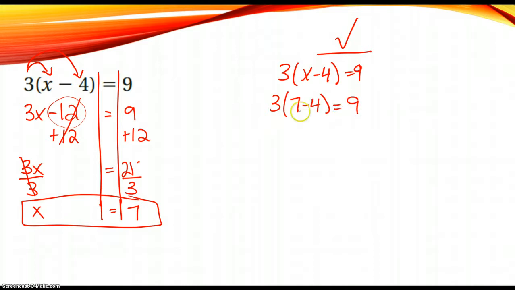Again, with those order of operations, we're going to do what's inside the parentheses first. So 3 in parentheses 3 equals 9. When a number is next to another number with parentheses around it, that is just multiplication. So 3 times 3 is 9. 9 equals 9, so we're right on this one as well. x equals 7 is our final answer.